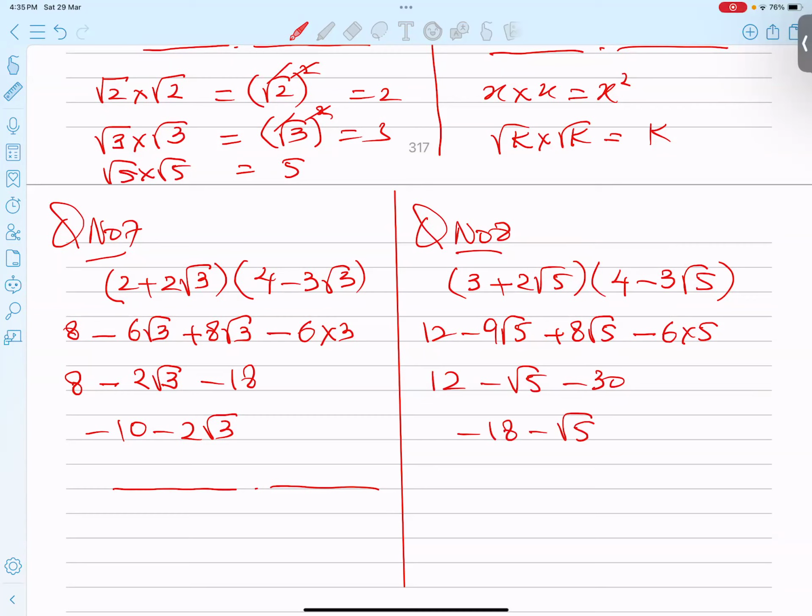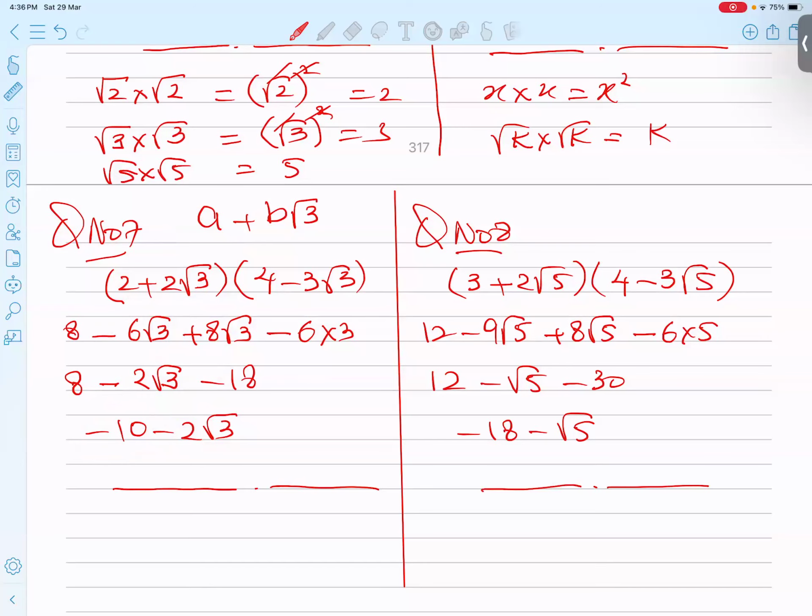Okay, one more thing. Sometimes he asks you in a special format. For example, in this question, he asked you a plus b times 2 root 3. So you have to give the answer in this format. So what to do? So a is this and b is negative 2. I hope you got the point.